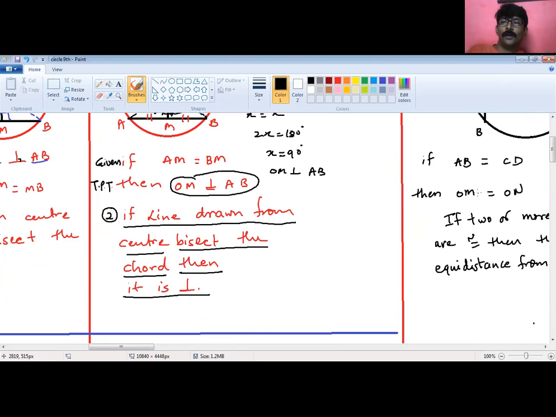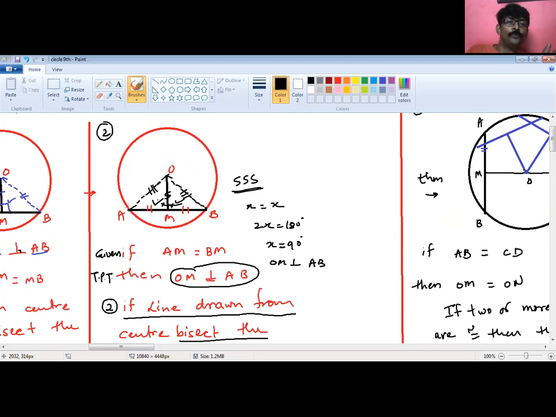Just remember this property. Now, how to prove it? Again, guys, what are we going to do? We will draw OA and OB, so we get two triangles. What are the two triangles? OMA is the first triangle, and this is your second triangle. OMB is our second triangle. Are you getting it?